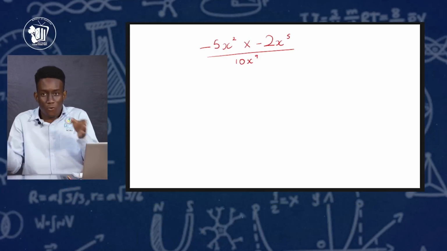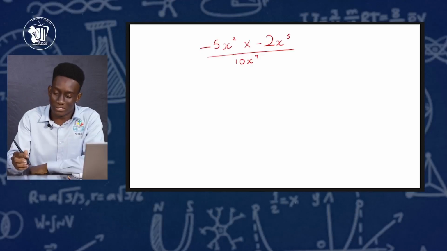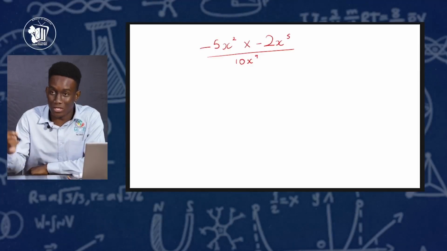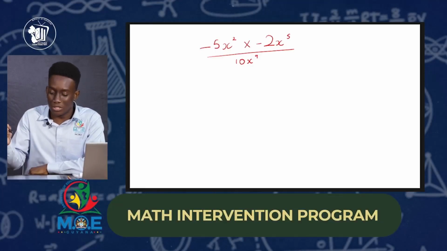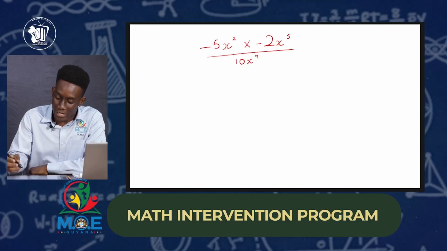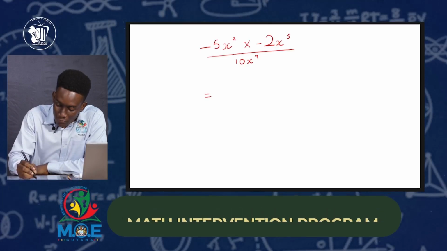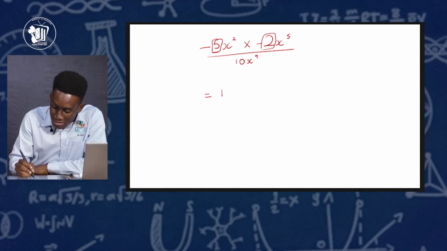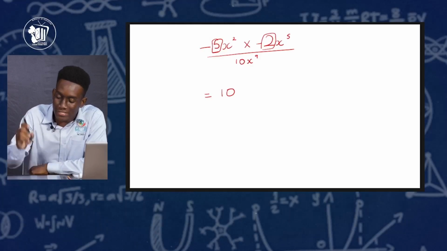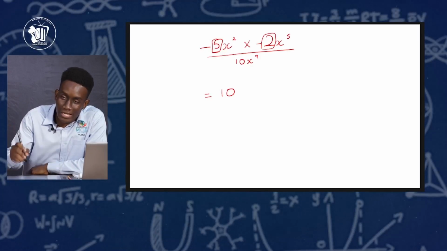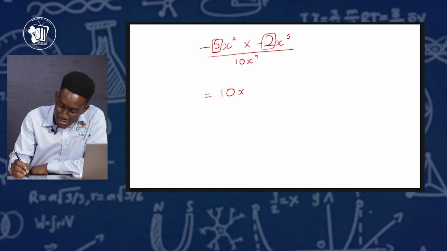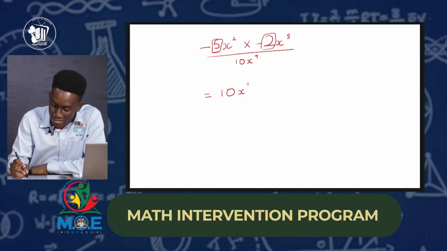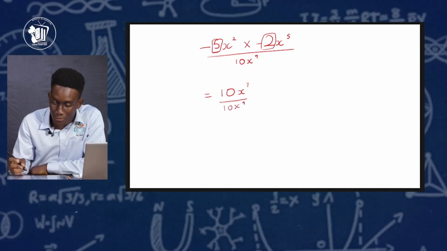power. Of course, we have to multiply the signs first. So a negative times a negative would give you a positive. And then we multiply the numbers. 5 times 2 would give us 10. And x to the second multiplied by x to the fifth, we put back the base, and 2 plus 5 would give us 7. And all of this will be divided by 10x to the ninth power.